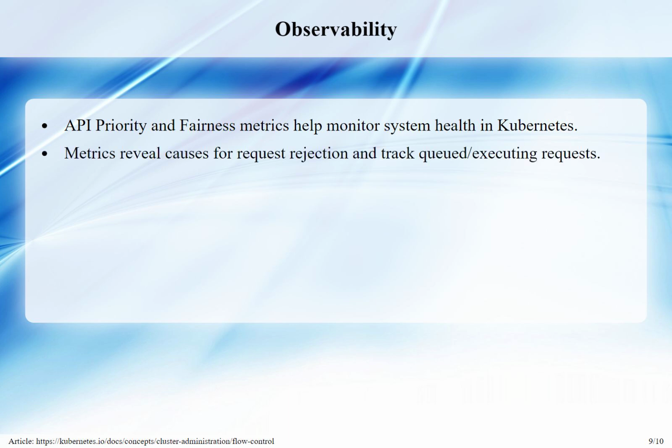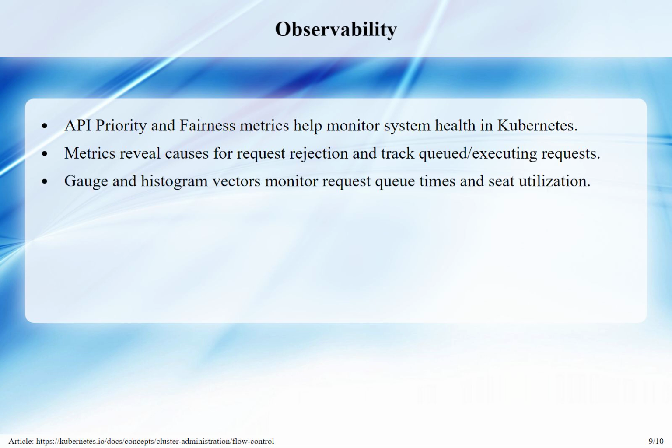Key metrics. The essential metrics provide data on rejected requests due to reasons like queuing issues, concurrency limitations, and timeout. Other metrics showcase the number of executing or queued requests, providing insights into operational bottlenecks. Gauge and histogram metrics. Gauge vectors are used to track instantaneous numbers of queued and executing requests, and occupied seats. Histogram vectors are used for the duration requests spend in queues and to analyze if configurations properly manage traffic, considering priority levels and flow schemas collectively.